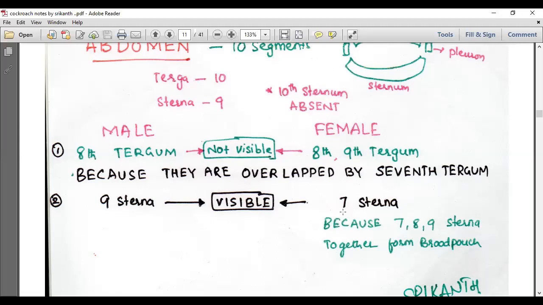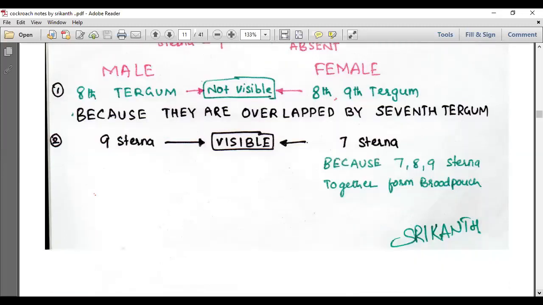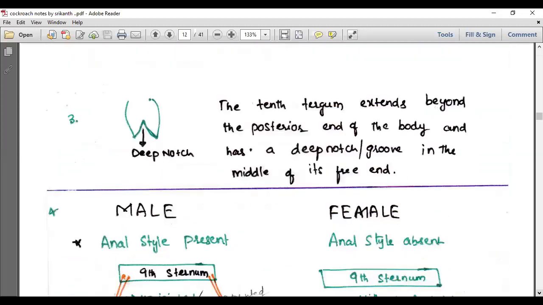Then why, instead of 9, are only 7 visible in the case of the female? Because we said the 7th, 8th, 9th sterna seem to be one, which is going to form a brood pouch here. How it forms the brood pouch we'll discuss in the female reproductive system. And about the deep notch.